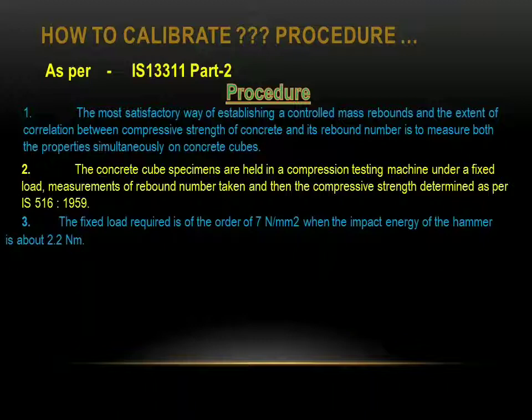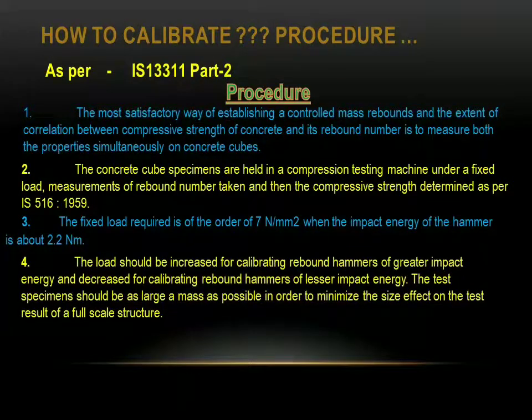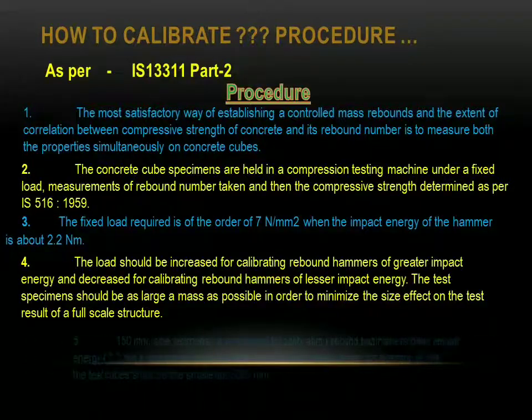The fixed load required is of the order of 7 MPa when the impact energy of the hammer is about 2.2 Nm. The load should be increased for calibrating rebound hammers of greater impact energy and decreased for calibrating rebound hammers of lesser impact energy. The test specimen should be as large a mass as possible in order to minimize the size effect of the test result of a full-scale structure.